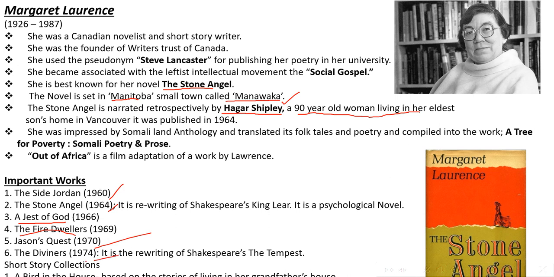And she has also written various short story collections, but I have given this one here because it has been asked in the exam. So, A Bird in the House. And it is based on the stories of her living in her own grandfather's house. Okay.